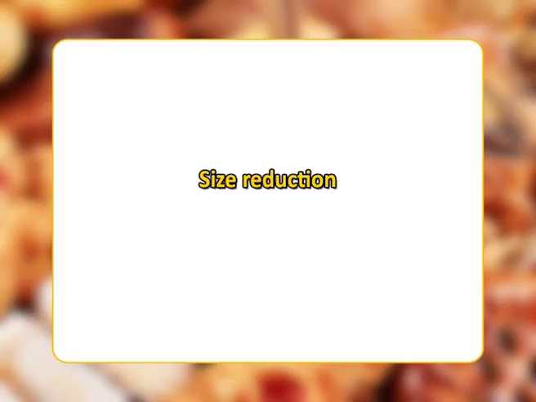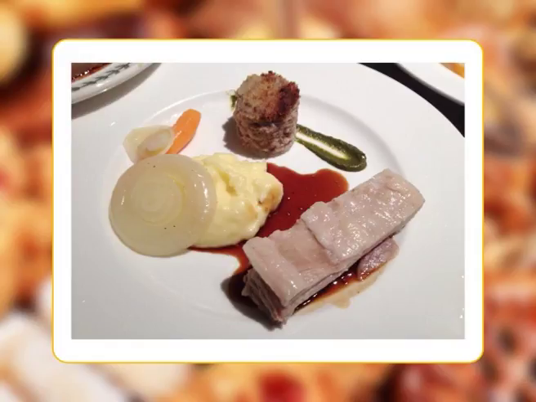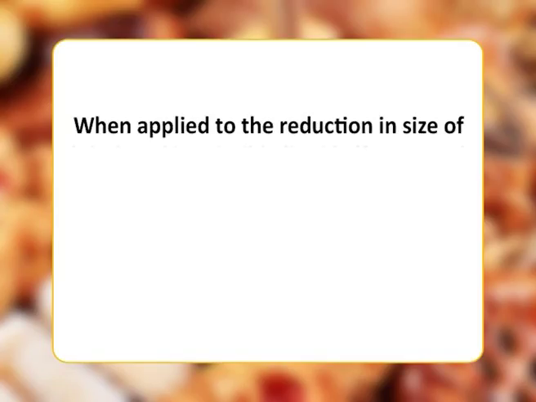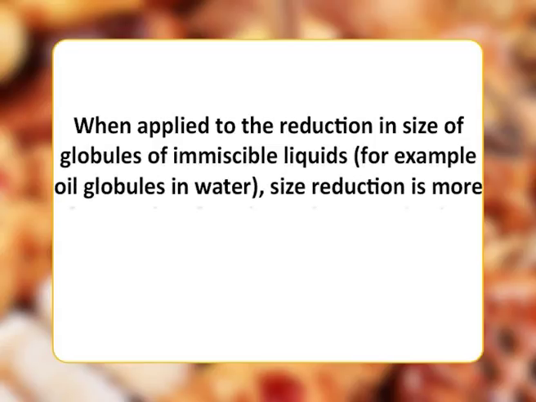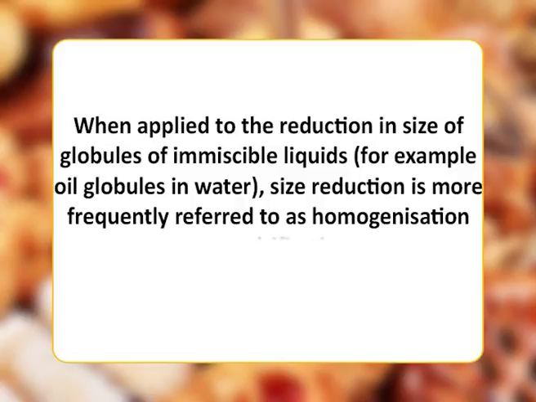Number third is size reduction. Size reduction is commonly known as comminution, that is the unit operation in which the average size of solid pieces of food is reduced by the application of grinding, compression or impact forces. When applied to the reduction in size of globules of immiscible liquids, for example oil globules in water, size reduction is more frequently referred to as homogenization or emulsification.